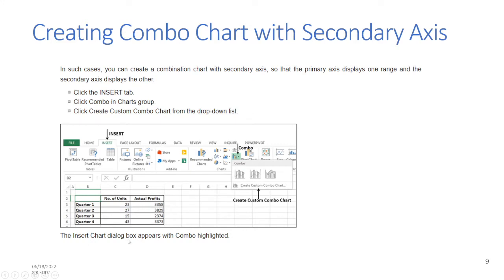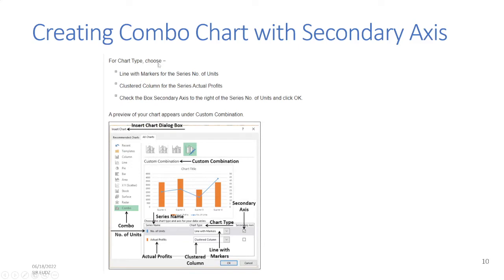So the Insert Chart dialog box appears with Combo highlighted. So from the chart type, choose Line with Markers for number of units. Clustered column for the series actual profits. Check the box secondary axis to the right of the series number of units and click OK. Preview of your chart appears under Custom Combination.